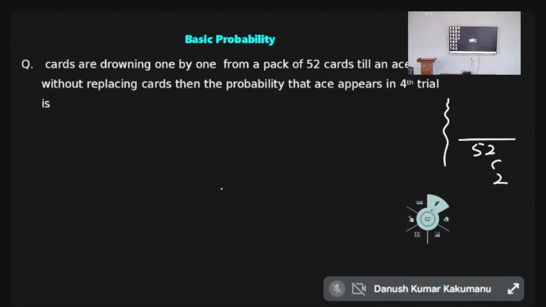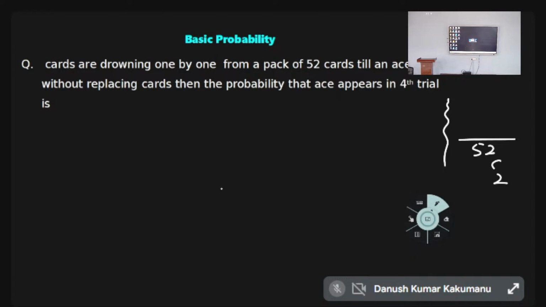Without replacing the card means that if the first card is not an ace, then without replacing that card, he draws the second one from the remaining 51. Even after drawing the second card, if it is still not an ace, he draws the third card from the remaining 50. Like that you have to understand. So read the question carefully.